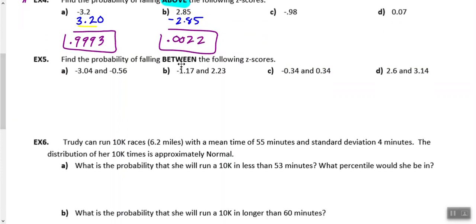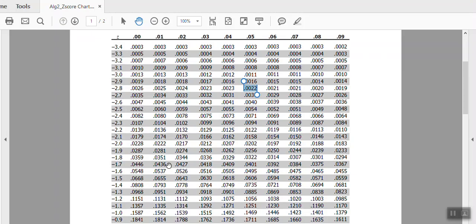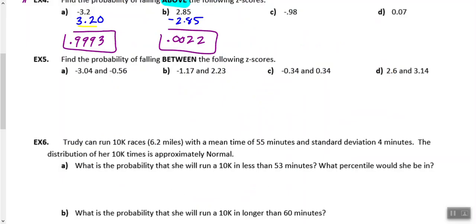Example 5, finding the probability in between the following z-scores. So first I need to find the probability that matches each z-score. So I have a negative 3.04. So I'm going to go to my chart, and I'm going to look up negative 3.04. So 0.0012. So that is the probability that matches with the negative 3.04.